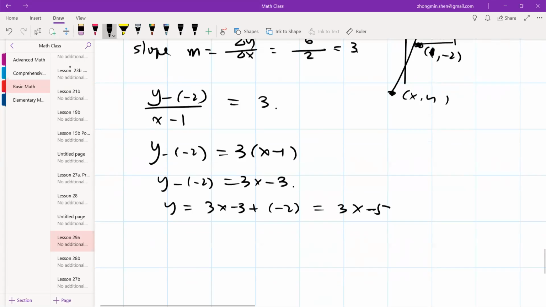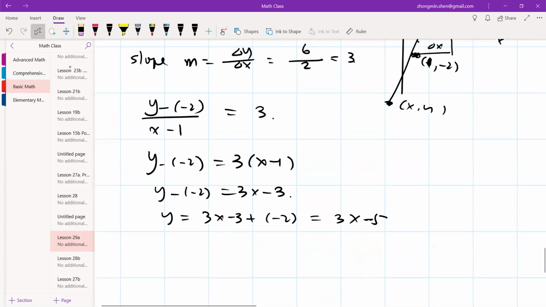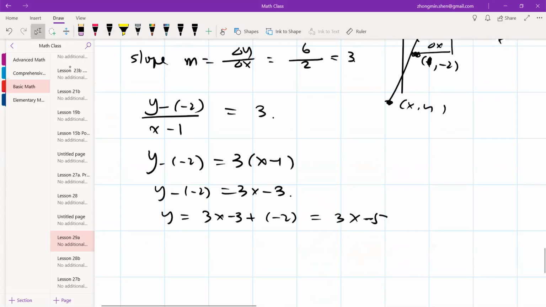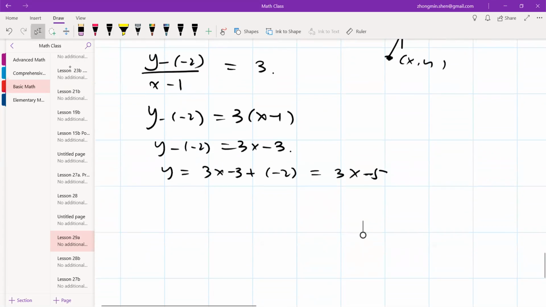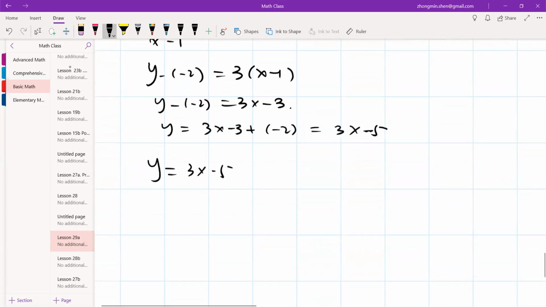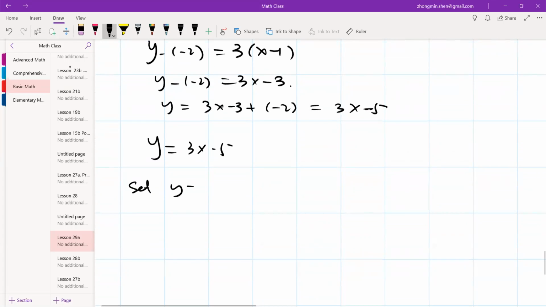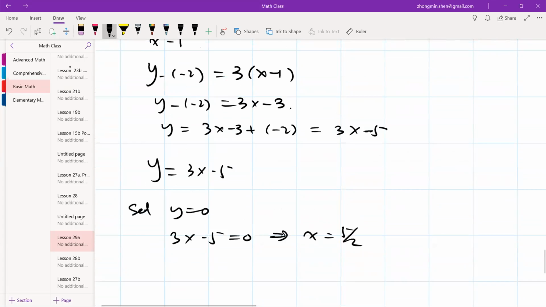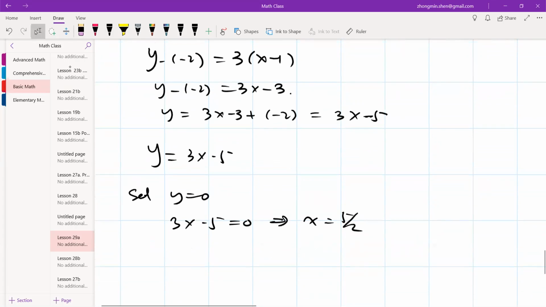Now, can you use this equation to determine another point? Yes. So y equals 3x minus 5. I can set y to be 0. What do you get? So 3x minus 5 equals 0. That implies x equals 5 over 2. So that means you get an x-intercept.